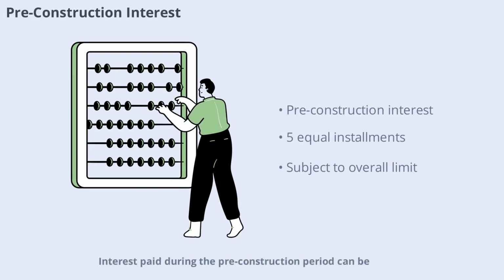Interest paid during the pre-construction period can be claimed as a deduction in 5 equal annual installments, starting from the year in which construction is completed. However, the total deduction, including regular interest, cannot exceed Rs. 200,000 per year for self-occupied properties. This provision helps spread the benefit over several years and eases the tax burden.